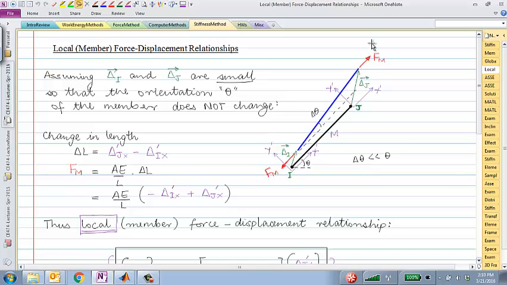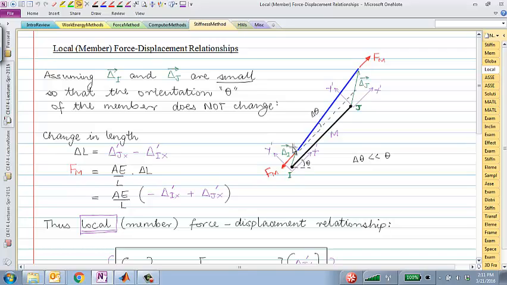Just like we talked about a little while ago, if I have a horizontal truss member, if I move it up by a little amount, it does not contribute, right? So delta I y prime and delta J y prime do not contribute to that force. The only contribution comes from delta I x prime and delta J x prime. So if we can find those two, then we are in business. And indeed, the change of length is simply delta Jx prime minus delta Ix prime. Hopefully you can see that.